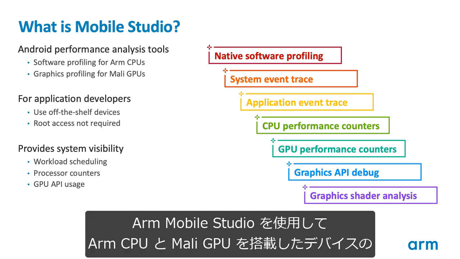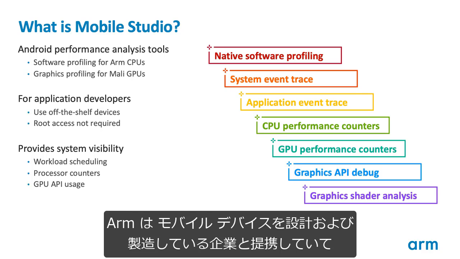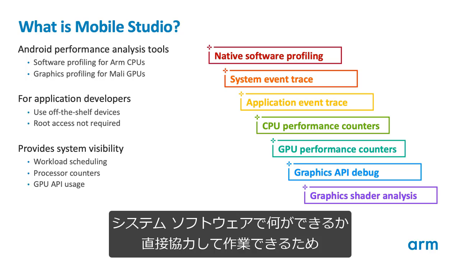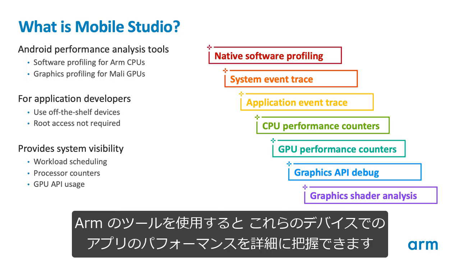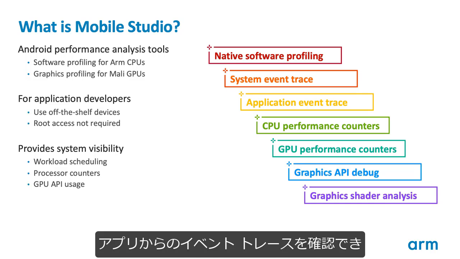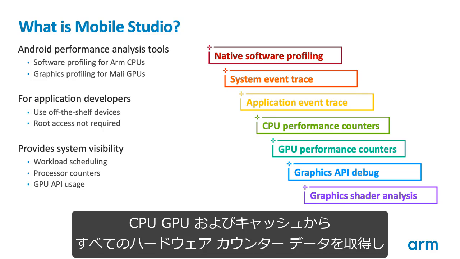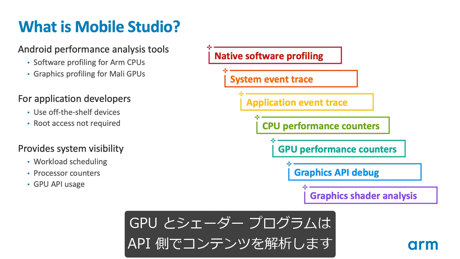You can use Arm Mobile Studio to analyse graphical content and native code for devices that have Arm CPUs and Mali GPUs. Because Arm partners with the companies that design and manufacture mobile devices, we work directly with them on what the system software can do, so our tools can give you a lot of visibility around how an application performs on those devices. The tools can see native code, system event trace from the OS scheduler, and event trace from the application itself. You can add your own annotations to provide context. We get all the hardware counter data from the CPU, GPU and caches, plus content analysis on the API side for the GPU and shader programs.